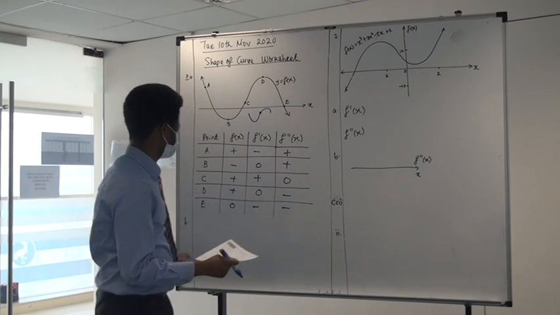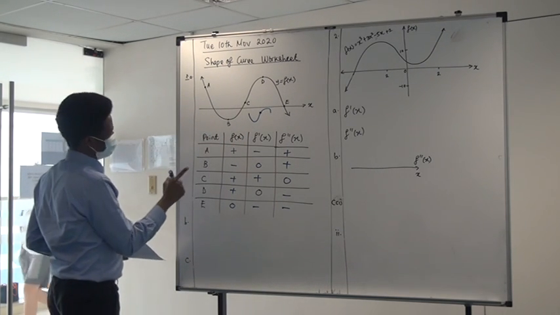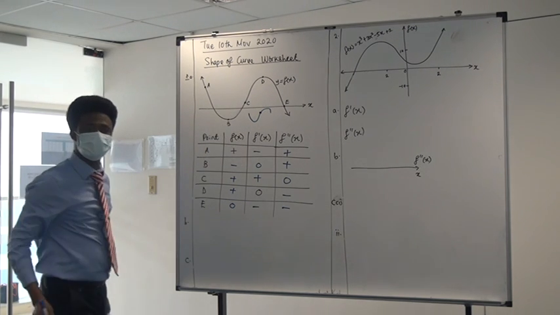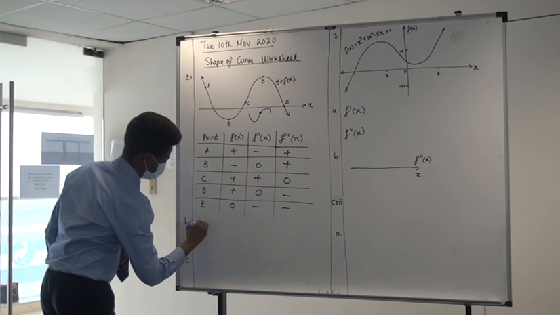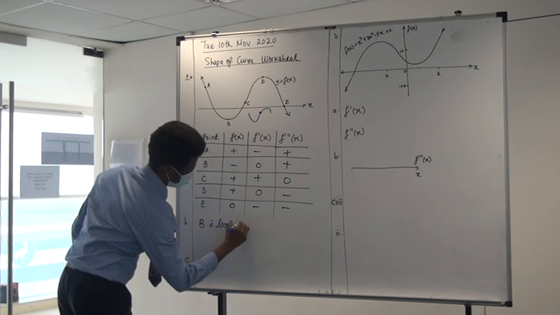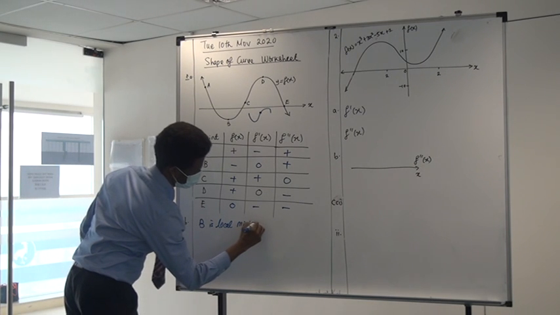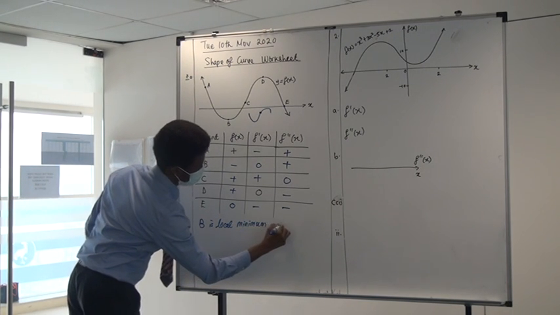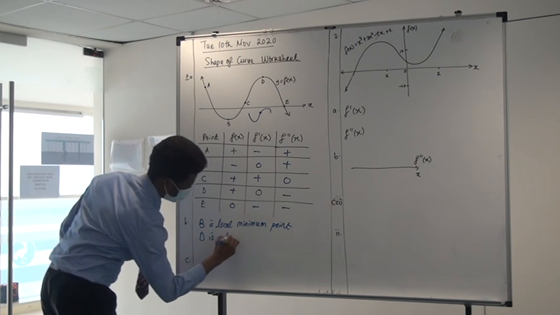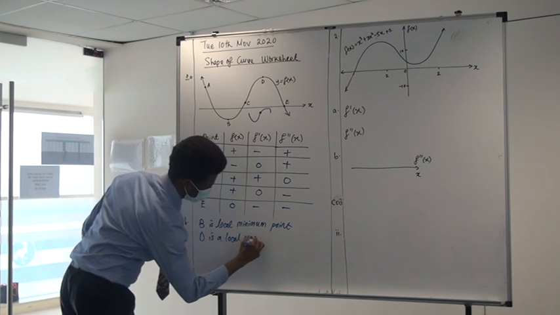Okay? So, at turning points, we say describe the turning point. These are the two turning points, right? So you just say, oh, B is a turning point, and it is local what? Minimum point. There's another one, which is D, which is what? A local maximum point.